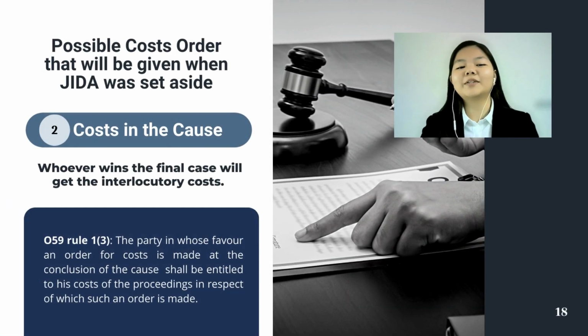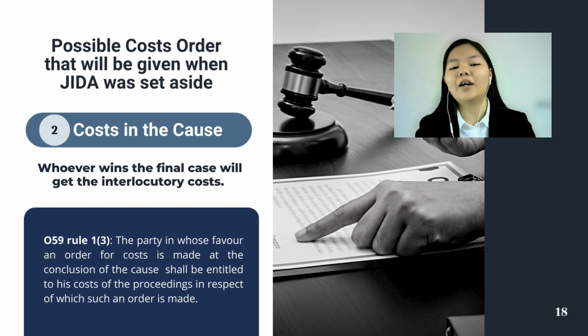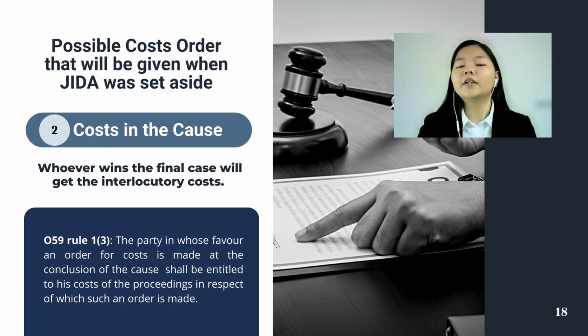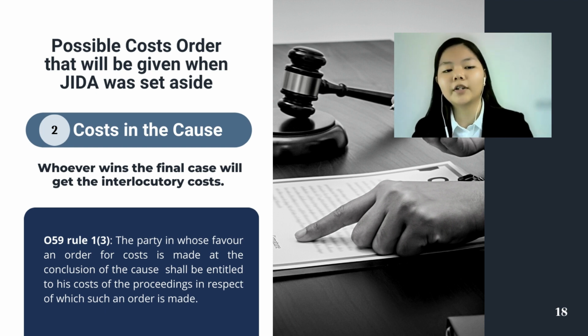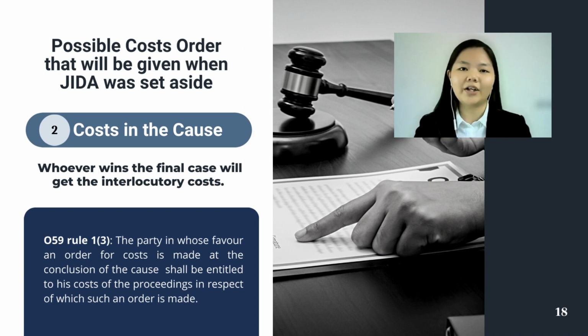Following, the next possible cost order that will be given by the court when the judgment in default is successfully set aside is costs in the cause. So it's defined under Order 59, Rule 1, Sub-Rule 3 of the ROC. So basically, this order means that the cost of the interlocutory proceedings will be awarded according to the final outcome of the trial. So it means that whoever wins the final case will get the interlocutory costs.